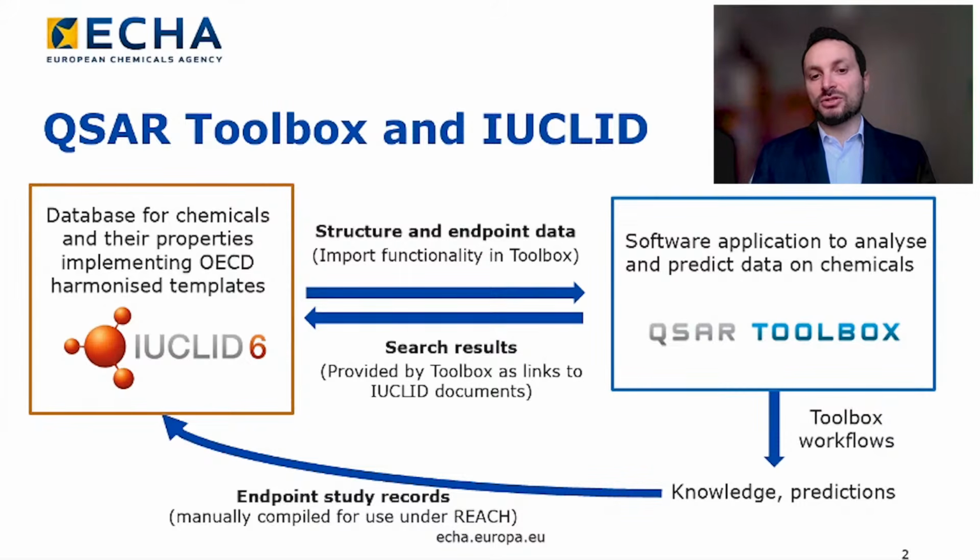If you are submitting a REACH dossier, the endpoint study records will be manually compiled and not just include the information straight out of the Toolbox. The Qsr Toolbox plugin for Euclid has been developed to provide a tool to perform structural searches at composition and test material level in Euclid data, as requested by the OECD Euclid user group. Even before the plugin, the Qsr Toolbox was able to connect to Euclid, but with only limited functionalities.